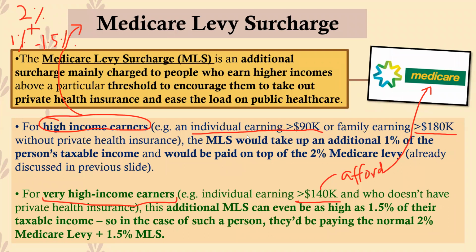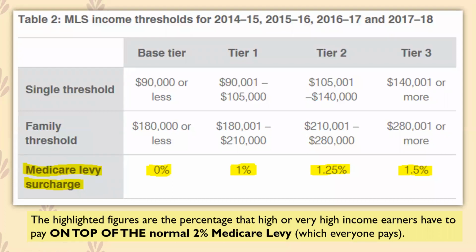Now, I just want to show you guys the actual figures. Now, we're not going to ask you to memorize these figures, but it helps to understand what we mean by the Medicare levy surcharge. Okay, so we can see here, for example, with the Medicare levy surcharge, if you earn $90,000 or less, or you're a family and you earn $180,000 or less, that's not really going to incur you a Medicare levy surcharge. So you pay the basic 2%, the base charge, but you don't have to pay extra on top of that. Okay, 2% base only. So no extra, that's why it's 0.